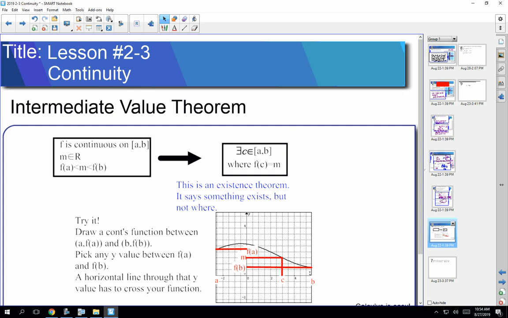I'm leaving out some of the conjunctions in between, but on the left of the arrow here are the given parts of this theorem. Going back to geometry, there are always some givens, and then there's some conclusion. The given parts: if f is continuous on closed interval [a, b], m is an element of the real numbers, and m is between f of a and f of b. All those things must be true for the intermediate value theorem to be applied.